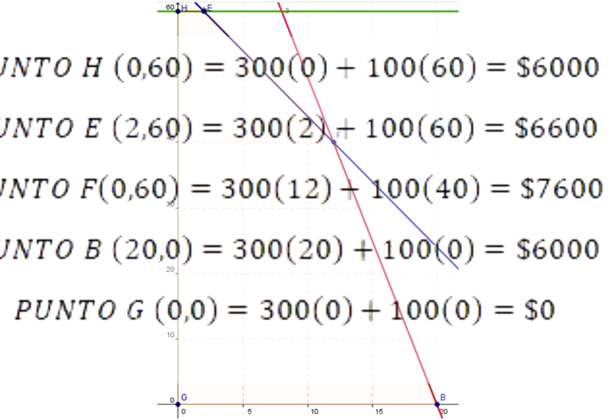At point E, we have the coordinates (2, 60), where 2 is the value of x1 and 60 is the value of x2. When substituting, we will have 300 by 2 plus 100 by 60, and the result will be 6600.